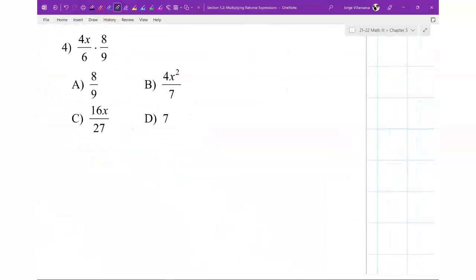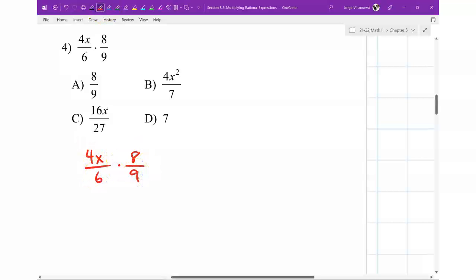So here is the problem. Let me write it out. 4x over 6 times 8 over 9. So what you're going to want to do is before you multiply straight across and start doing the work, you're going to want to see if you can simplify this as much as possible. Okay, you might notice these two numbers here. Okay, I'm going to erase that right now. But 4 over 6, you can reduce it. Or you could also reduce 6 and 8. Okay, like that. It's completely up to you how you want to do it.